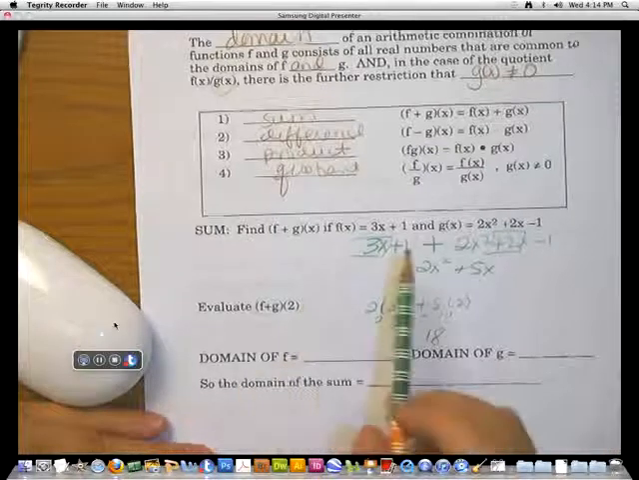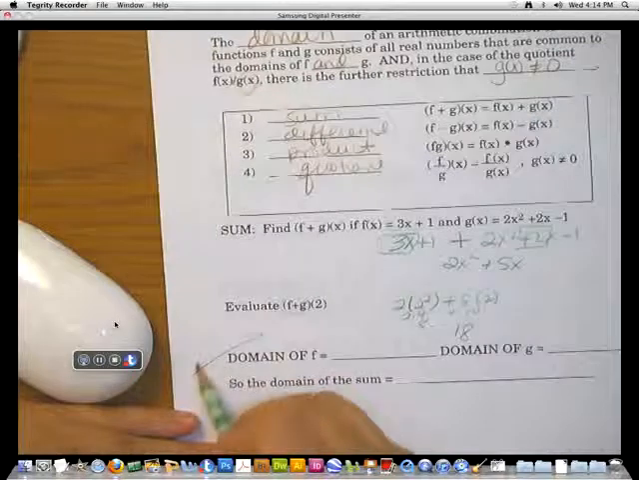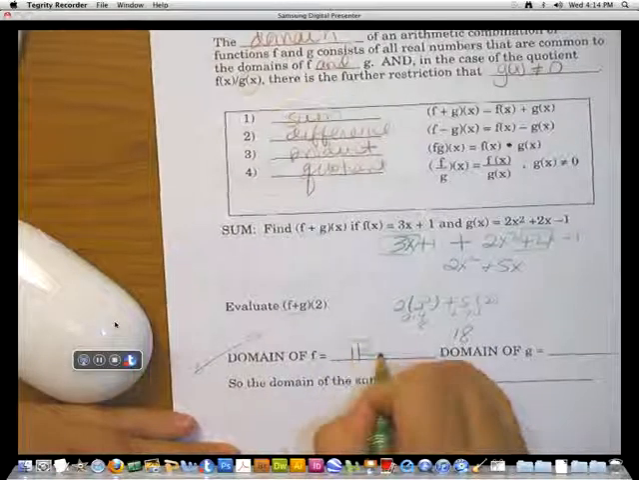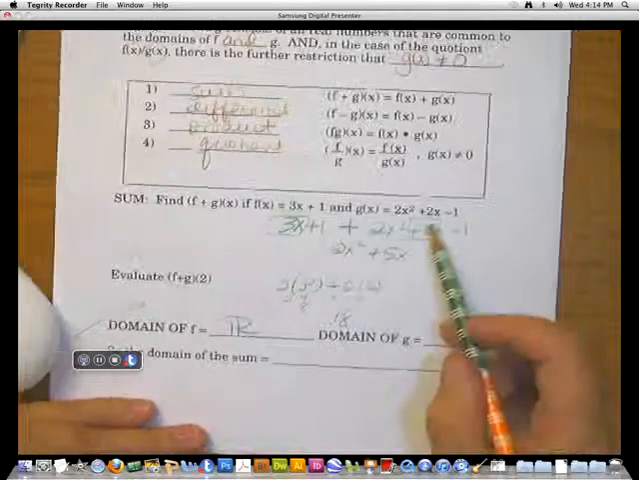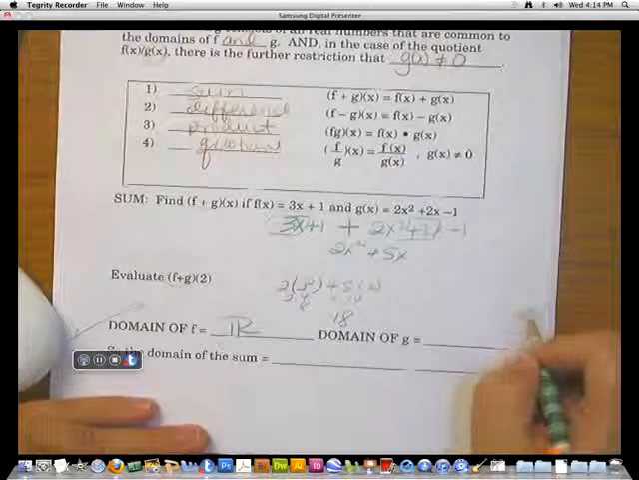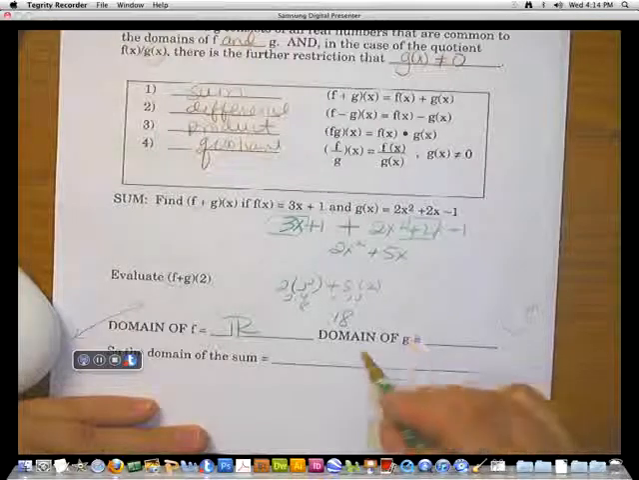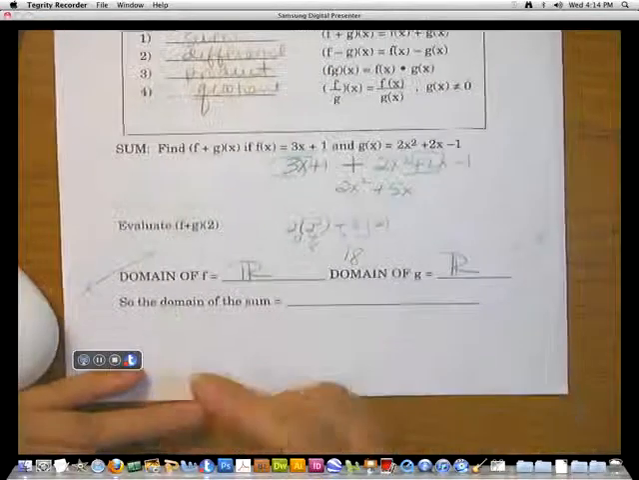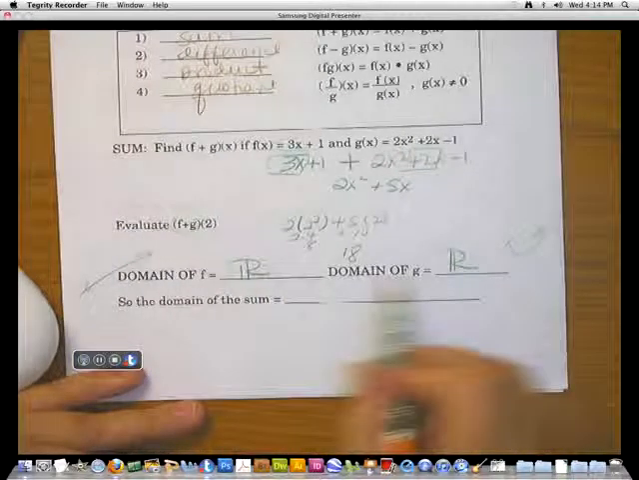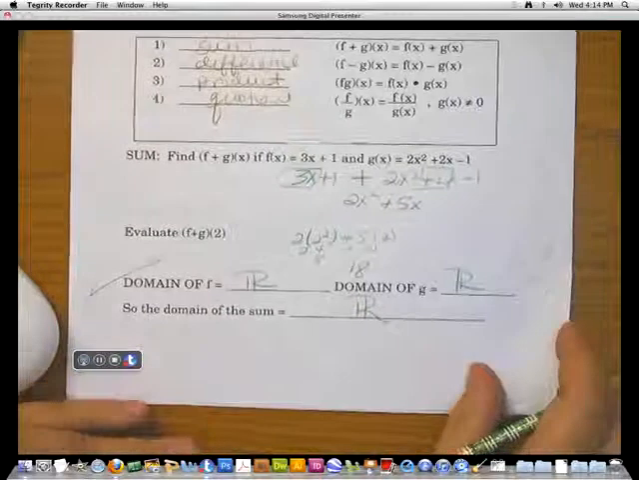The domain of f, when I look up here at f, this is a line. A line goes forever left and right, so it is all reals. The domain of g, well, g is a parabola. The parabola goes forever left and right, because that's what domain is, x values. So it is also all reals. So the sum is the reals and the reals. Well, all the reals together still give me the reals.